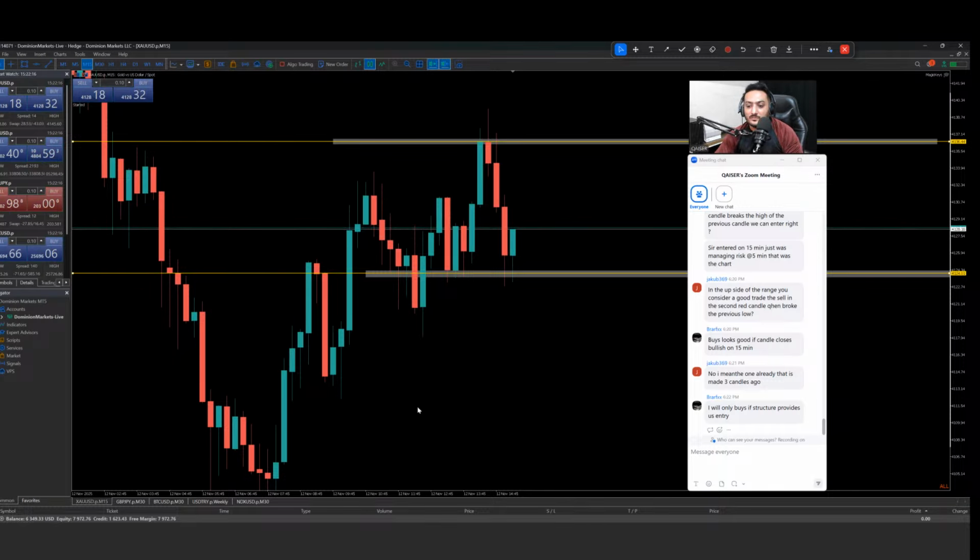I will only buy if structure provides us entry. Yes, we'll see. There's just 6 minutes left for this candle to be closed.